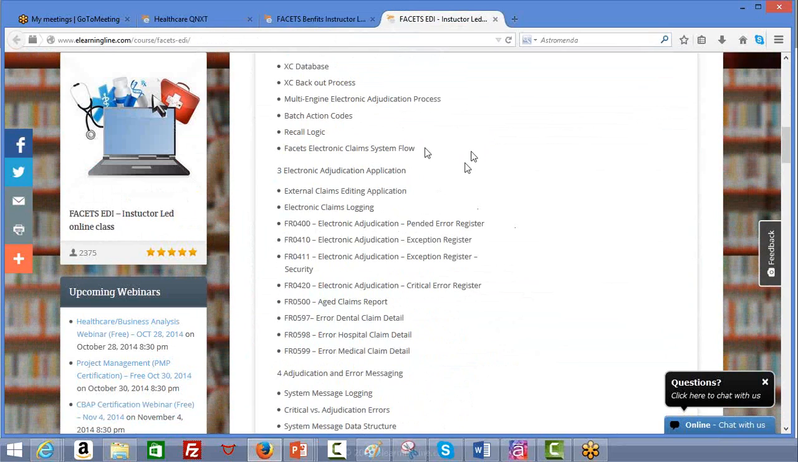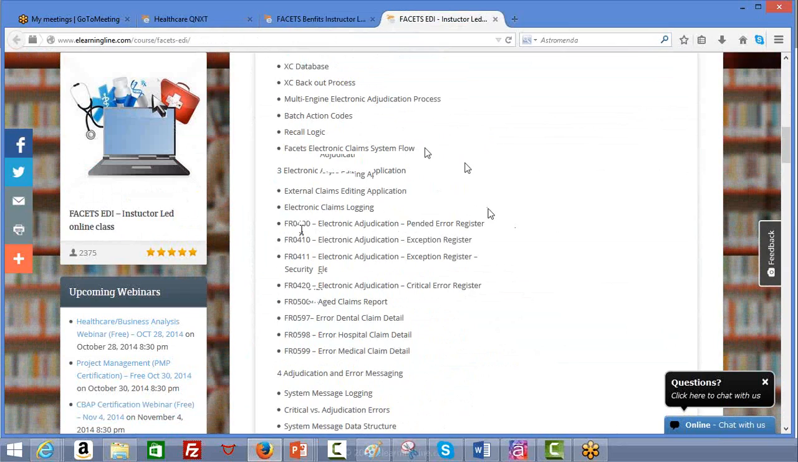How the recall logic works, electronic claim system flow, again we are talking about the EDI side. Now, these are the different types of reports. When you are dealing with the data on a day-to-day basis, you are receiving the data and sending out the data. You need to make sure that plenty of reports are set up so that you get an idea of how the process is.